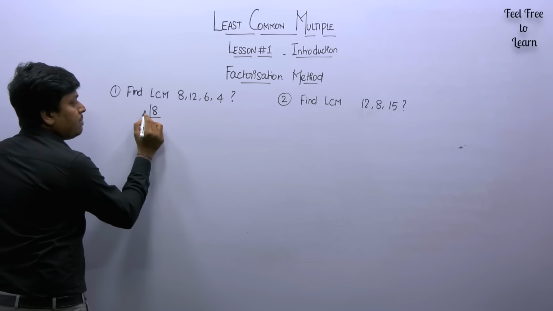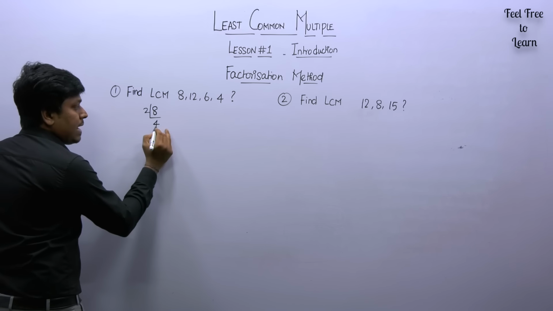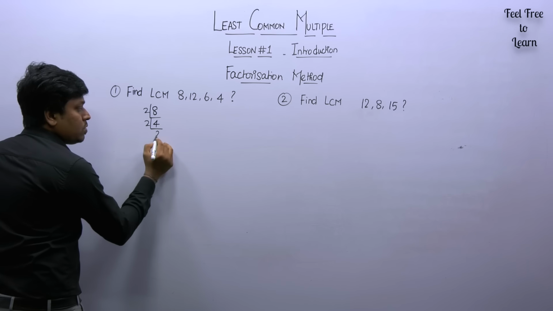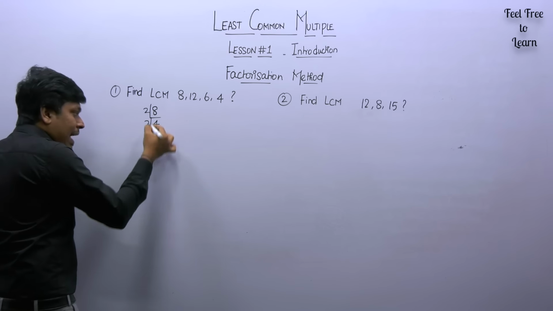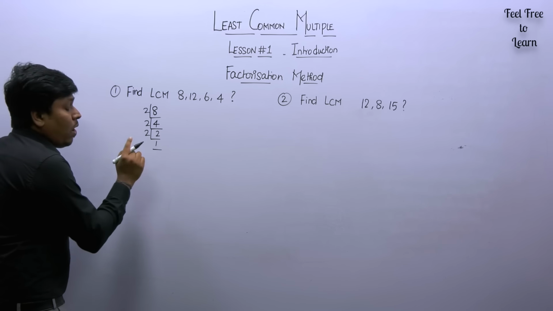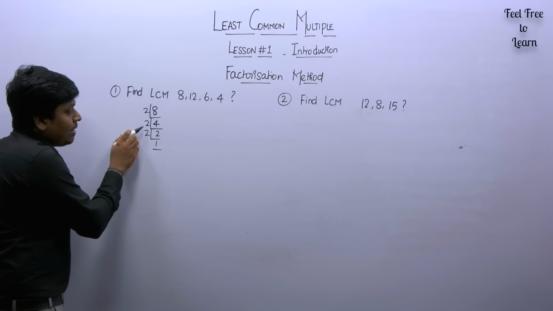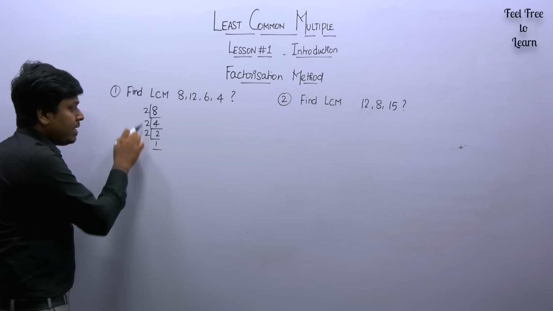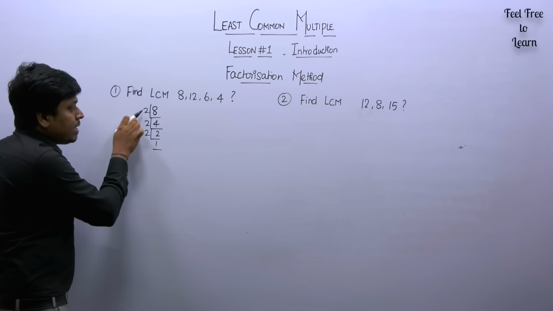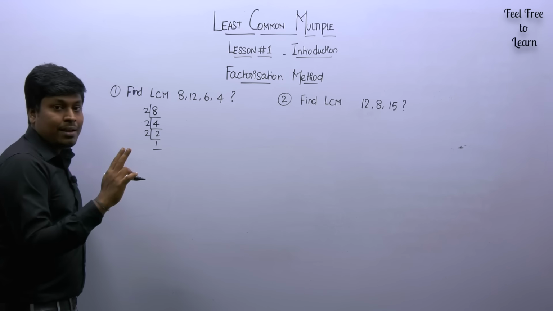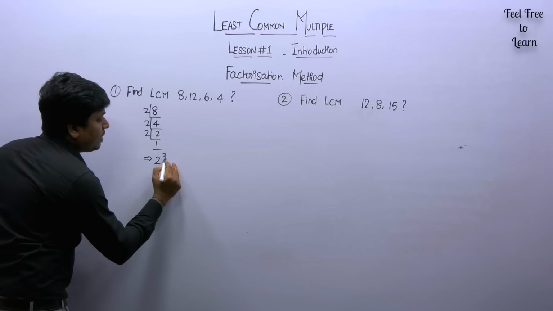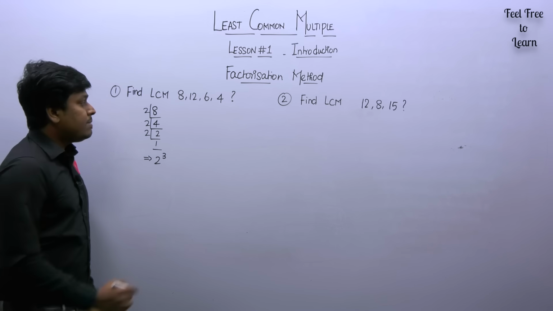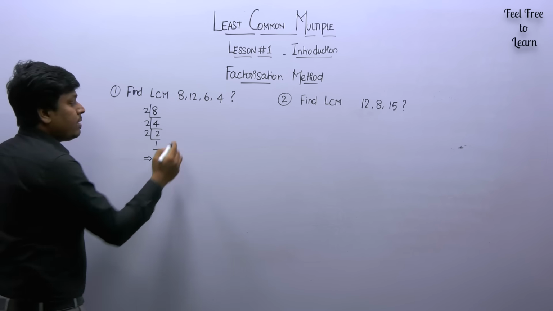Just see, divide by 2. Got it? 4 2s are 8. Divide by 2. 2 2s are 4. Again divide by 2, 1. So until we get 1, we have to factorize it. Now how to write this? Just see here, all are 2s, right? We have divided every number by 2. How many 2s are here? 1, 2, 3. Totally we have 3 2s. So this can be written as 2 power 3. Got it or not? Similarly you need to calculate for all the remaining numbers.